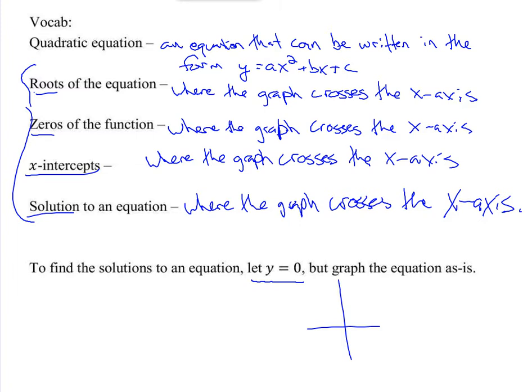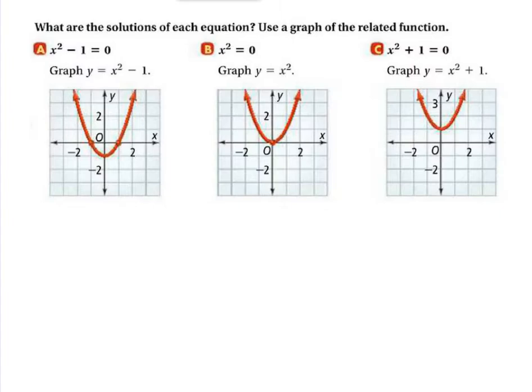So, let's do some practice problems. What are the solutions of each equation? Use a graph of the related function. So all we're doing is we're looking at the graph, and what are we trying to find?